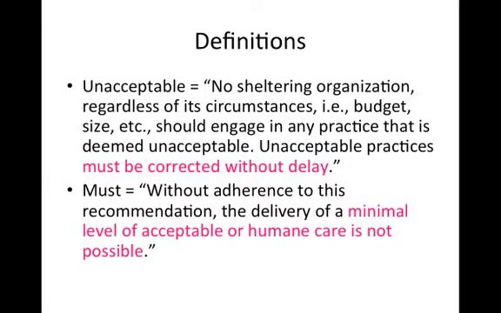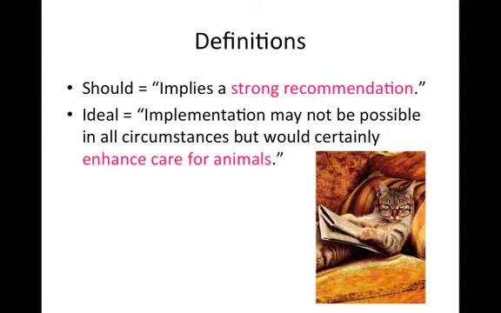Unacceptable means that no sheltering organization, regardless of its circumstances, budget, size, or anything, should engage in any practice that is deemed unacceptable. Unacceptable practices must be corrected without delay. A must means that without adherence to this recommendation, the delivery of a minimal level of acceptable or humane care is not possible. Should implies a very strong recommendation. And then ideal means implementation might not be possible in all circumstances, but would certainly enhance care for the animals. So ideal is the place to strive to.